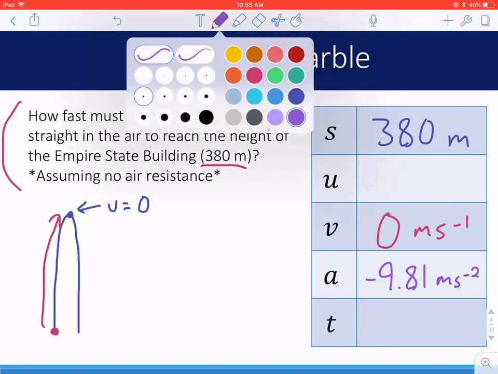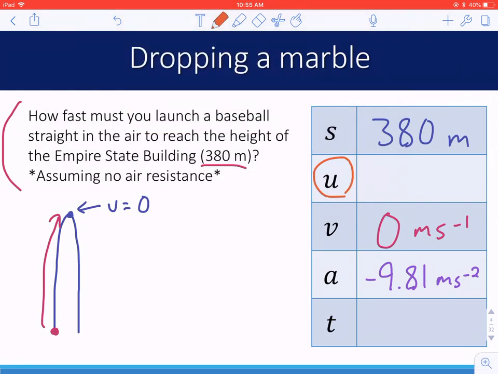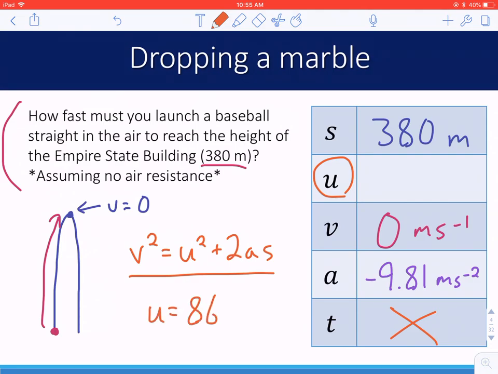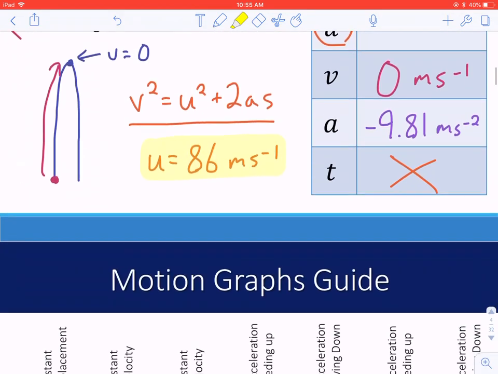With all of that, what we want to find out is how fast we launch the ball. That will be u, which means we don't need t at all. So our most relevant equation is v squared is equal to u squared plus 2as. For plugging it in and solving, you'll end up with an answer u is equal to about 86 meters per second squared. Very, very fast if you want that baseball to go all the way to the top of the Empire State Building, which makes sense.